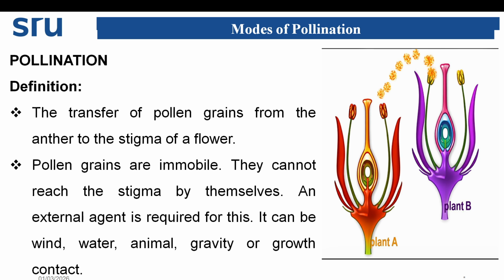So pollen grains are immobile and cannot reach the stigma by themselves. That's why external agents like wind, water, animal, gravity or growth contact are needed to take the pollen from anther to stigma.